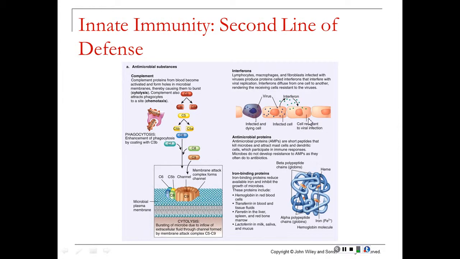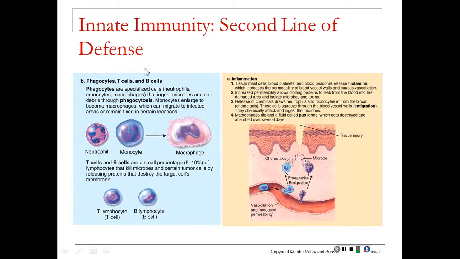Interferons, again, are interfering with viral replication. Those antimicrobial proteins killing the microbes and attracting special immune responses. Those iron-binding proteins reducing the amount of iron to inhibit the growth of microbes. You also have the phagocytes, specifically the monocytes, the macrophages, neutrophils going through and gobbling up cellular debris and foreign particles.